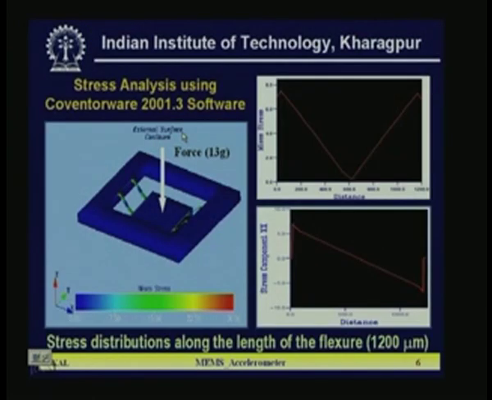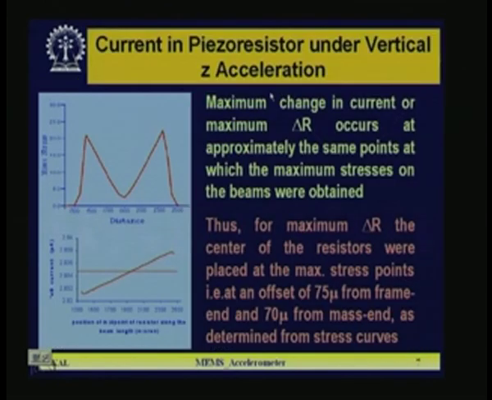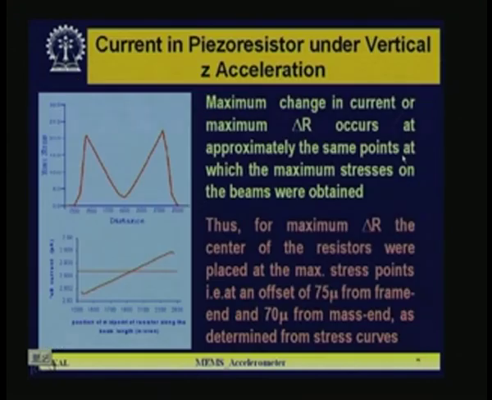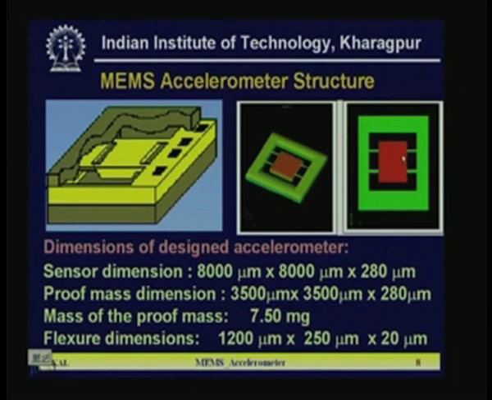So I am telling you, you can see this point may be the 75 here, this point is 75, and this point is 70 micron from the frame end. So that is the maximum stress location. So now after finding that point, you can place the resistances. Okay, one job is over, where to keep the resistance.